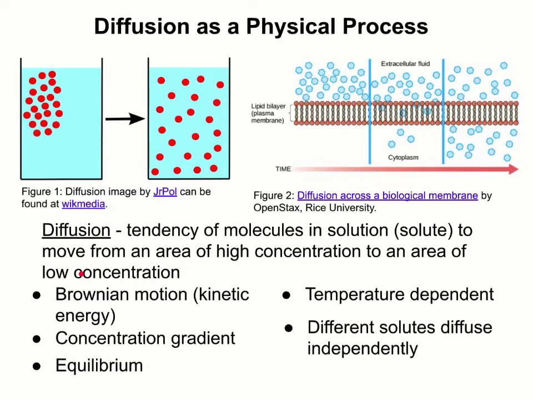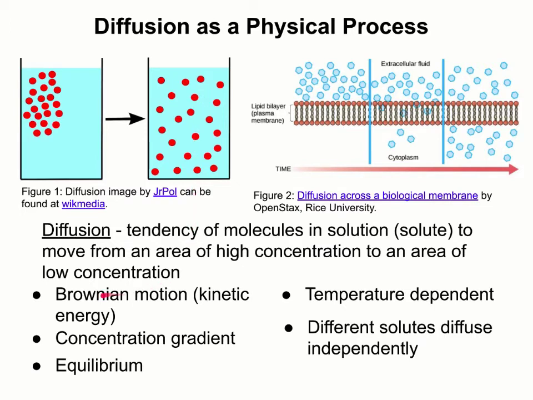The illustration on the left imagines a little bit of dye dropped into a beaker of water. Initially, the dye is concentrated in one part of the liquid, but over time, the dye spreads out until it is evenly distributed throughout the liquid. That's diffusion. Why do molecules spread out?